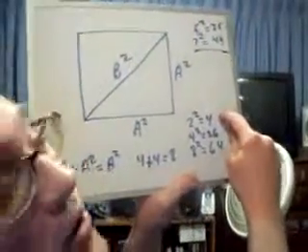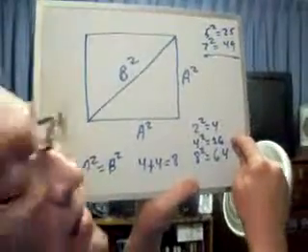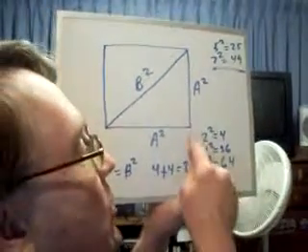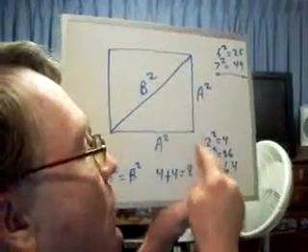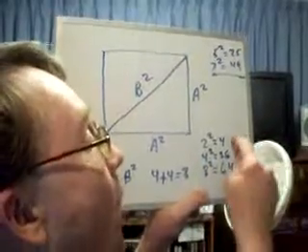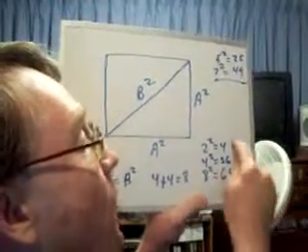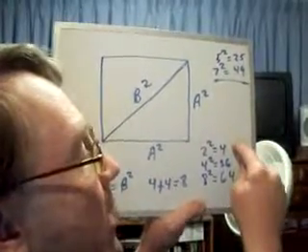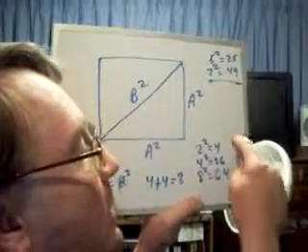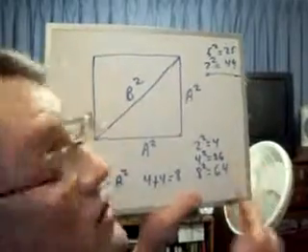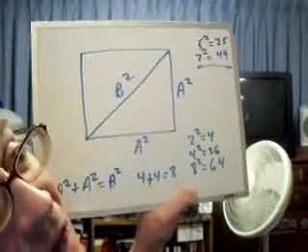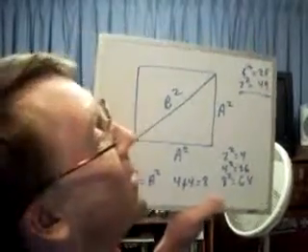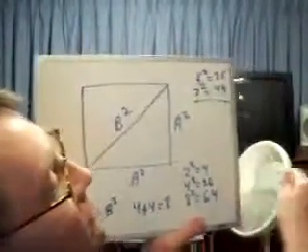We have 2 square, which is 4, 4 square, which is 16, and 8 square, which is 64. Now 2 can measure 4, and 2 can measure 8. 4 can measure 16, and 4 can measure 64. So this square area here can measure this square area, and this square area here can measure this square area. That's what he's talking about. Those are commensurable.